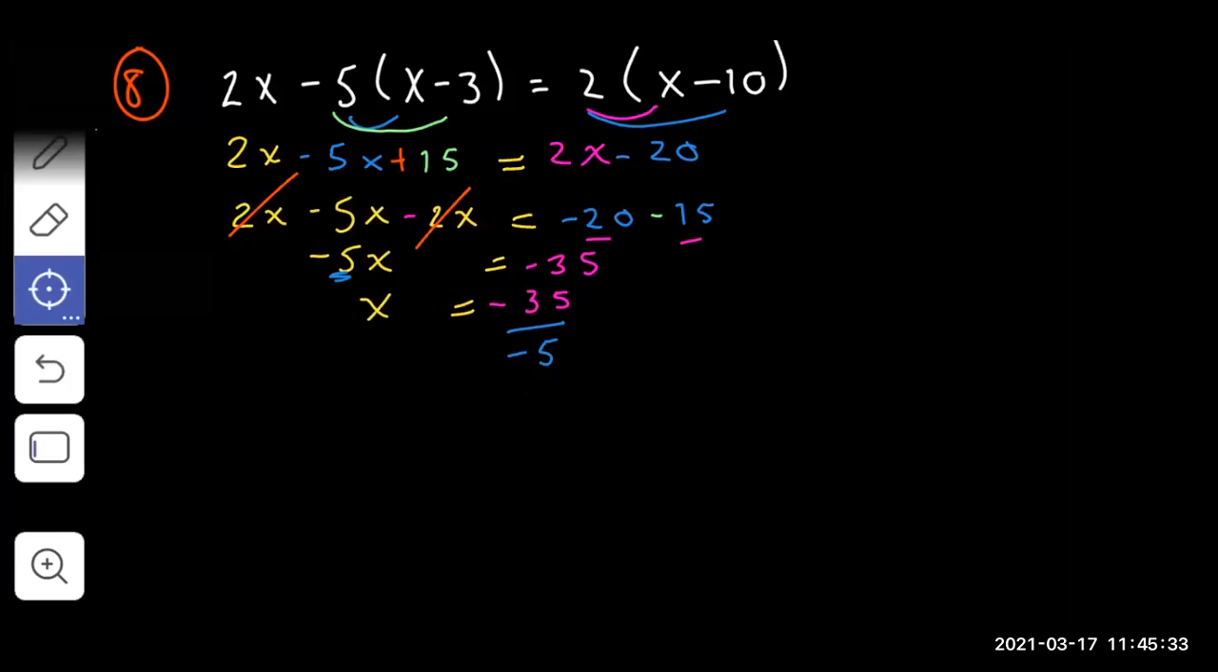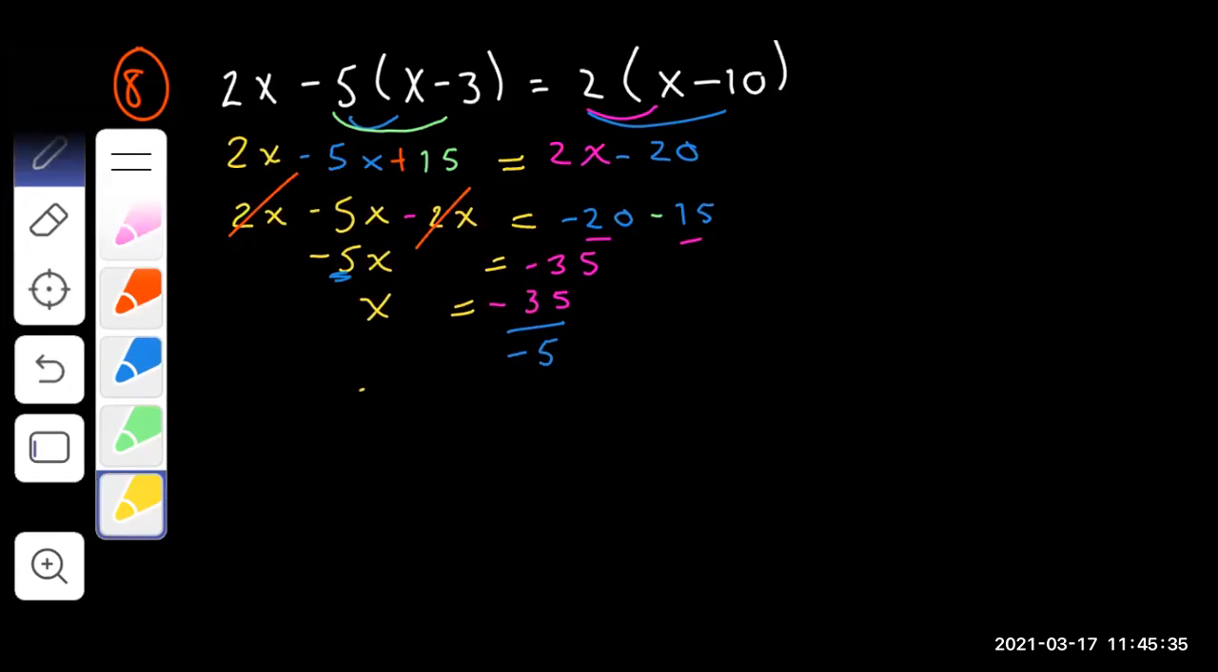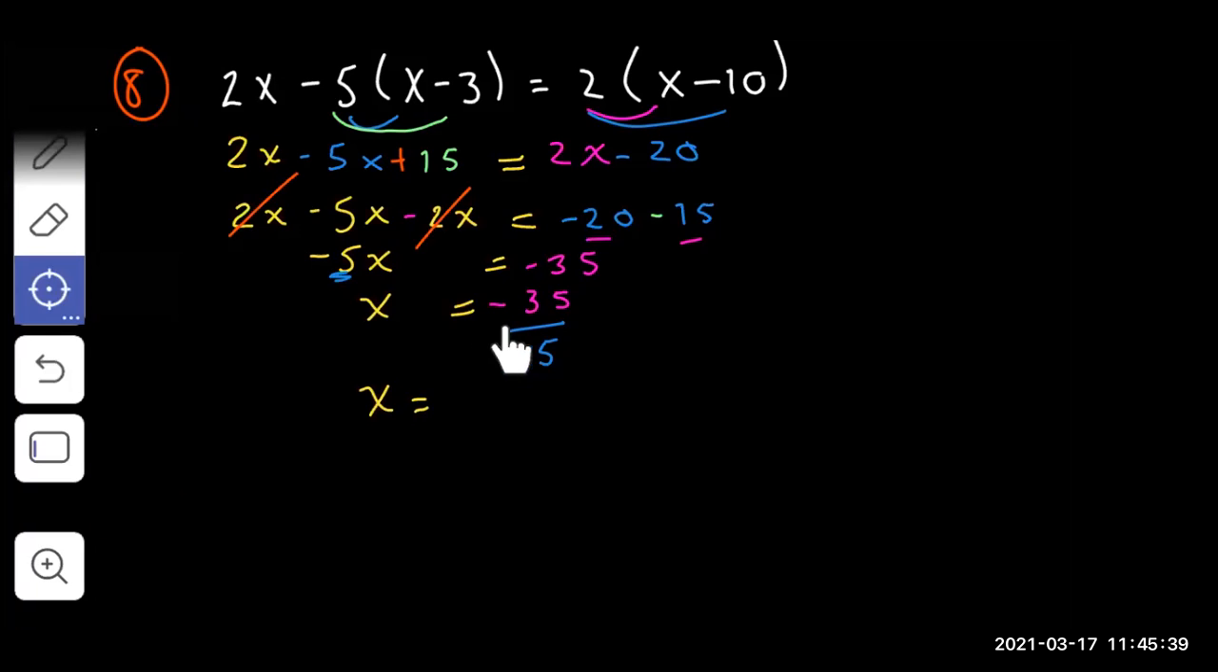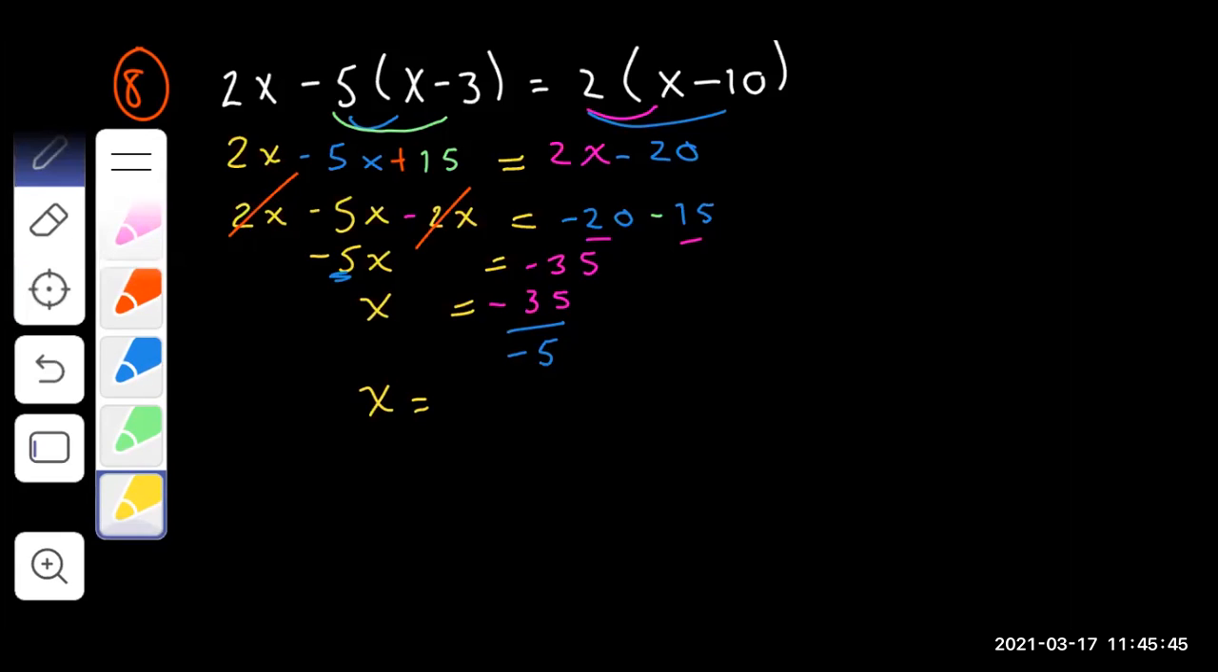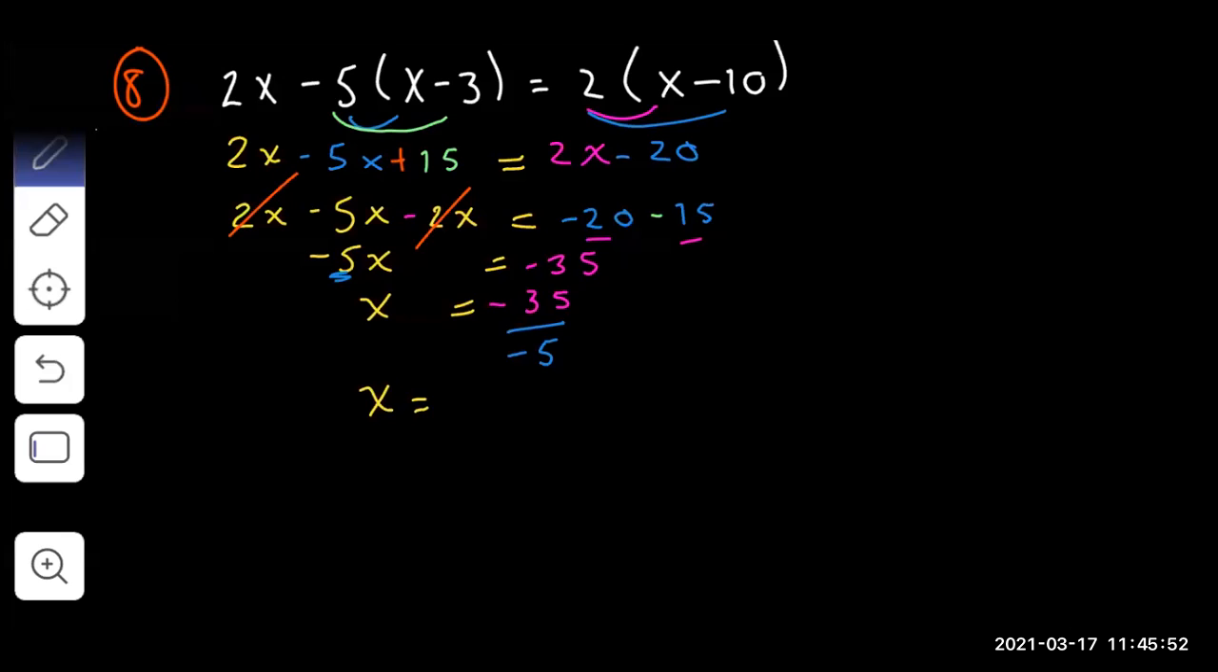And then let's simplify this. x is going to be equal to what? Negative and negative is going to be positive, right? Mr. Diaz, I hear you. Tell me. Can you hear me?